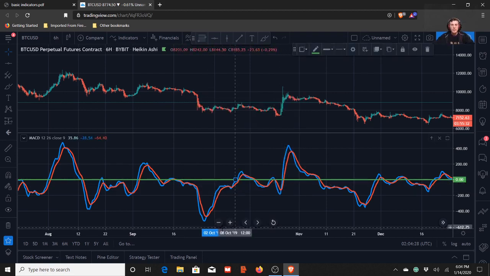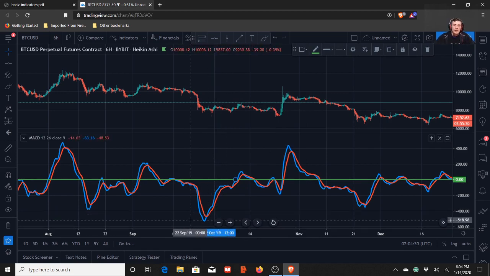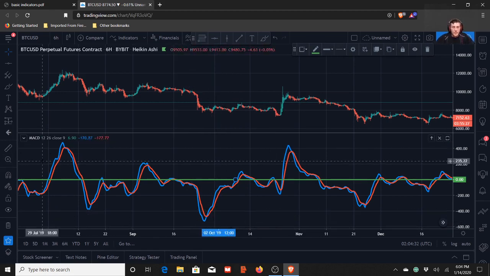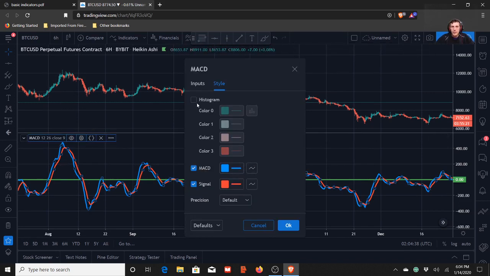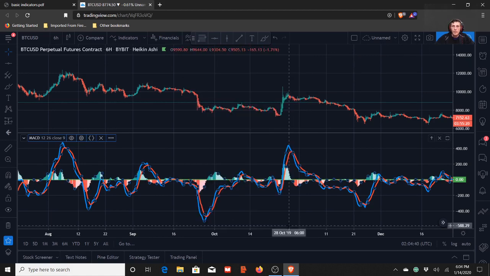Okay. All right. So, this is where the histogram comes in. I personally do not use it. I'll tell you here in a minute why, but I'm going to show you how it works first.